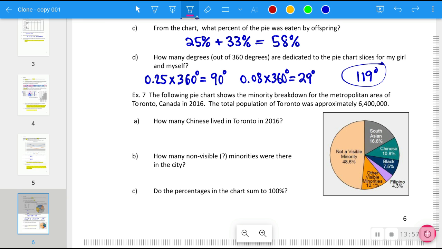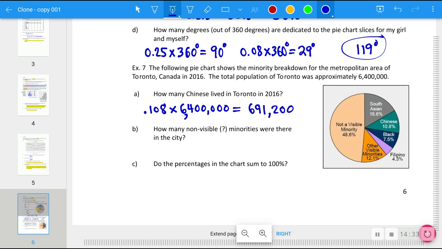So how many Chinese lived in Toronto during this census or time period here? Well, it does tell us 10.8% over there in the Chinese slice. So let's put 10.8%, that's what that is right there, times the base value of 6,400,000. And that tells us that there were 691,200 Chinese living in the city of Toronto at that point.